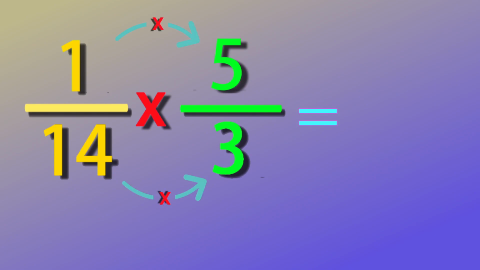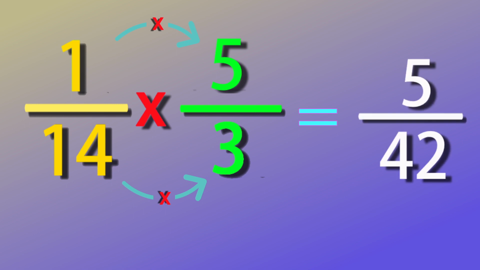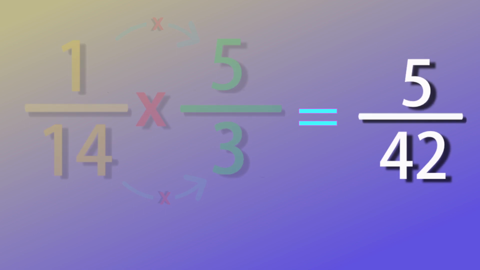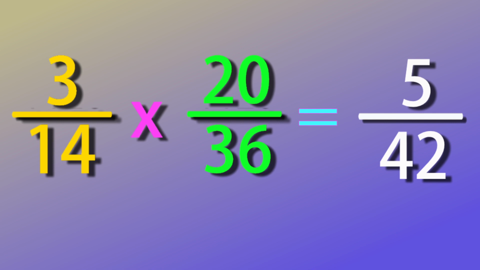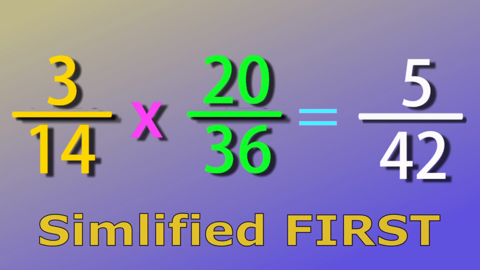Now we multiply horizontally, and that gives us 5 over 42. So that's the answer to our question. 3 over 14 times 20 over 36 equals 5 over 42. That was easier than multiplying big numbers and finding highest common factor of big numbers in order to reduce at the end. Essentially, you are reducing first when your numbers are still quite small before multiplying, so that once you multiply the resulting fractions, your answer is already simplified.